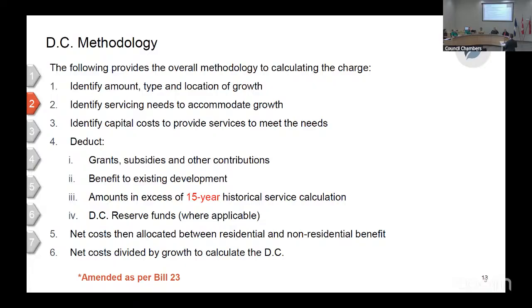So in Appendix B to the background study, we have to take a look at the historical level of service you provided over the last 15 years, take an average, and that sets an upper limit on how much we're allowed to include in the development charge calculation. We haven't exceeded any of the levels of service. We're under those. So that's presented again in Appendix B. And then lastly, any balance in the reserve fund. So if we have balances in the DC reserve funds, we deduct that from the calculations. And what we're left with is the net growth-related costs. We allocate that between residential and non-residential benefit, divided by the growth in each category to calculate the development charge.